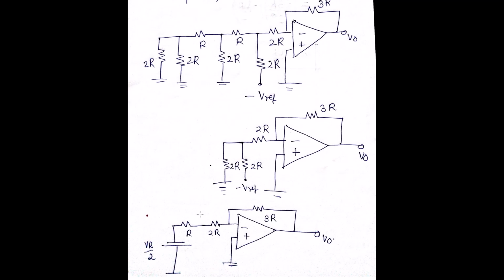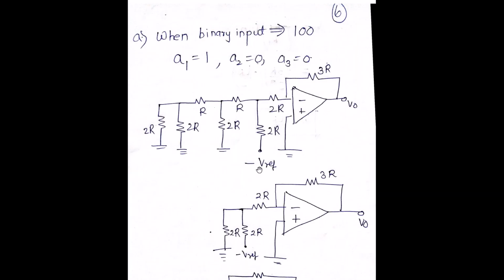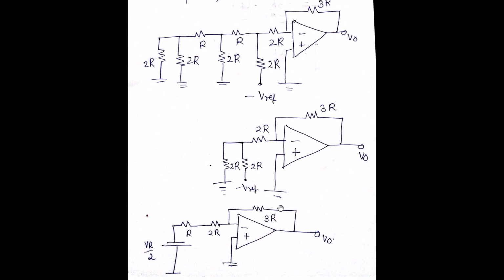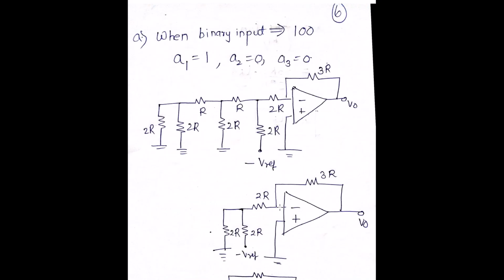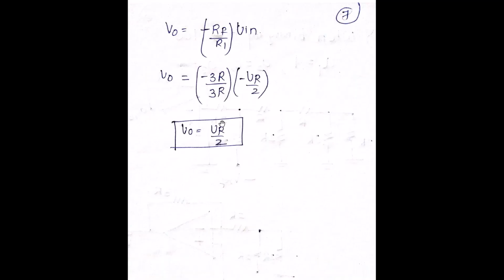When you apply the inverting circuit formula, in which your V out is equal to minus of R feedback upon R in into V in, therefore you have minus of RF upon R1 into V in. The RF is equal to 3R. In this case, the R1 is equal to R plus 2R, that is 3R, and the V in is minus VR by 2. It is a negative, right? So finally, we have VR by 2 as my output voltage.